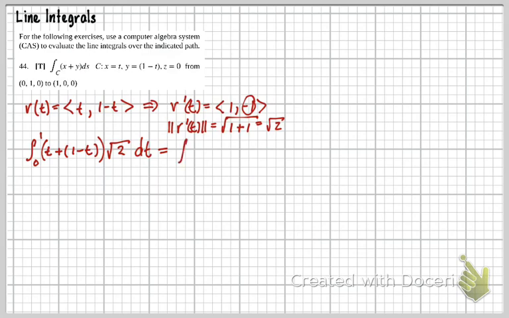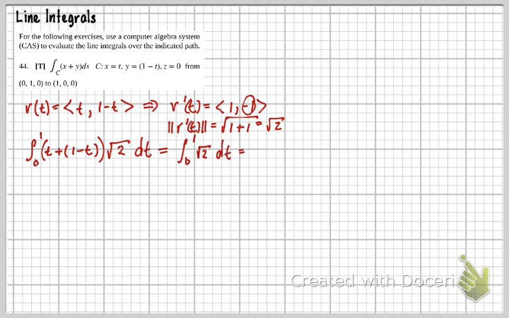So then to do this integral, this is 0 to 1, and I'm going to clean this up on the inside here before I multiply by root 2. And what I'm going to see there is those t's are going to cancel. I'm just going to end up with 1. So 1 times the square root of 2 is the square root of 2 dt.